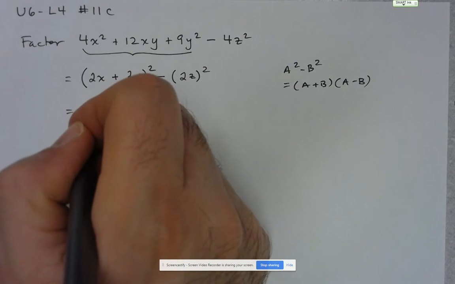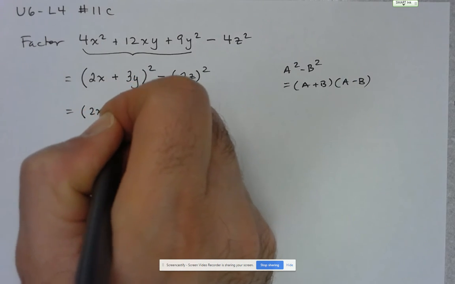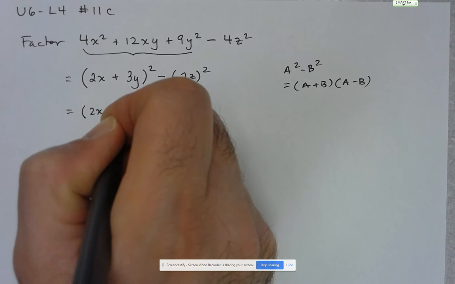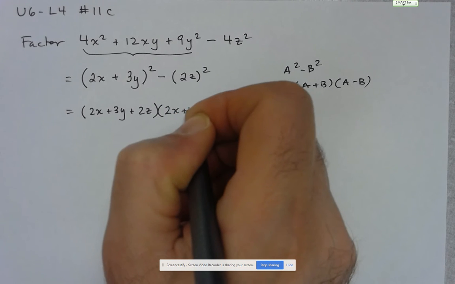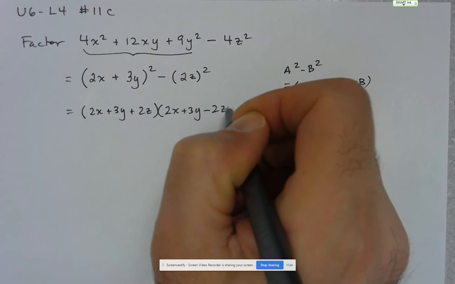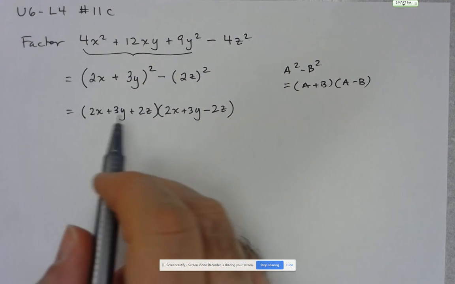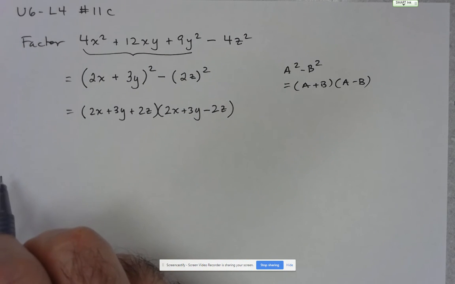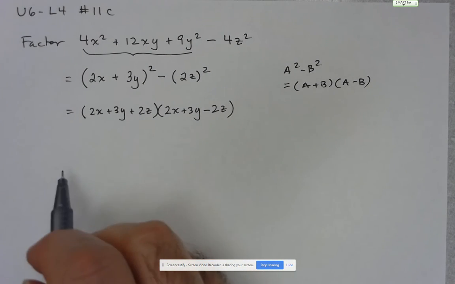Okay, so the first is 2x plus 3y, then plus 2z, and then the second one will be 2x plus 3y minus the second, so minus 2z. And there you have it, your factorization, in this case here, into 2 trinomials.